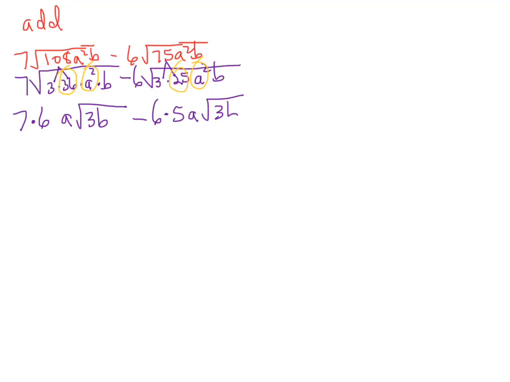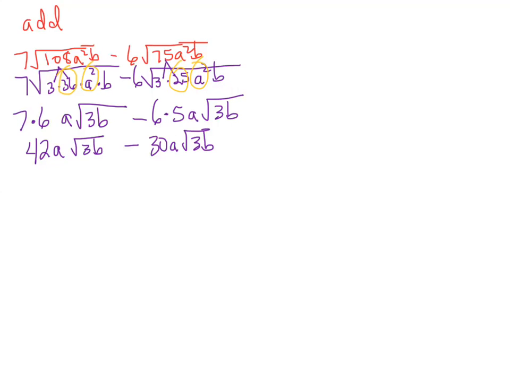In the second one, we still have our negative 6 or minus 6 out. The square root of 25 came out as 5, and the square root of a squared came out as a. And we still have a 3 and a b left inside. So simplifying each of those, we have 42a times the square root of 3b minus 30a times the square root of 3b.